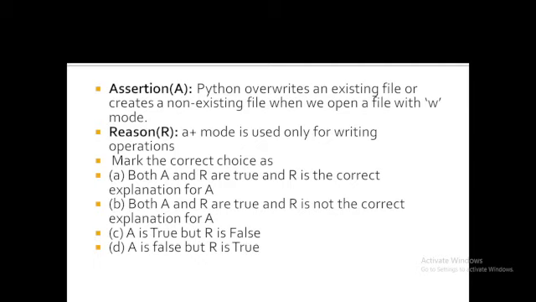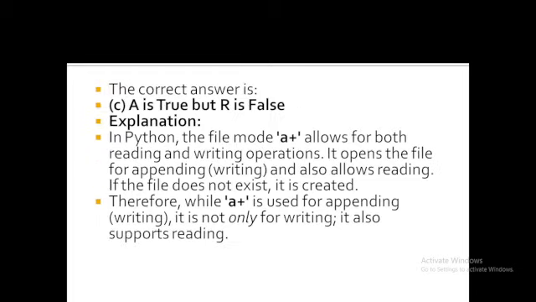तो Python में अगर आप कुछ लिखते हैं तो वो overwrite कर देता है. जब already data is written there and we are opening in W mode, तो ये क्या करता है, it is writing the data over it. और इसका reason क्या है, A plus mode is used only for writing operation. I don't think the reason is satisfying the assertion. So the correct answer is A is true but R is false.